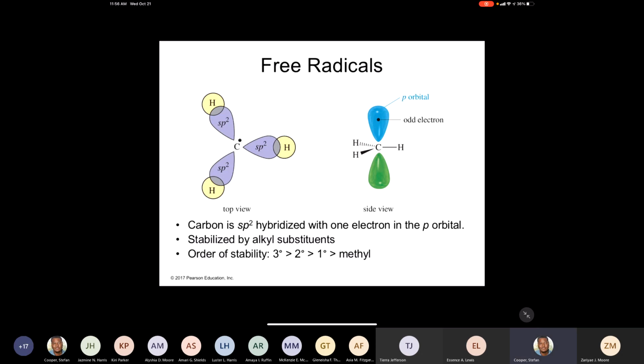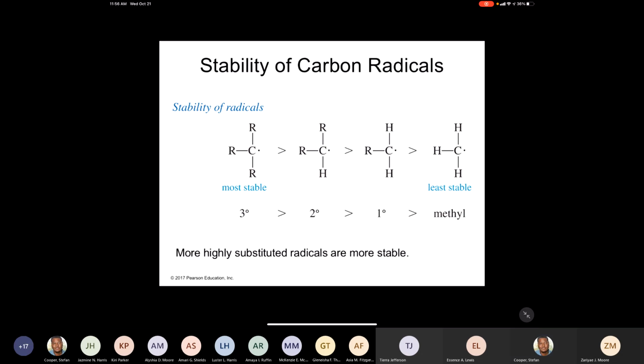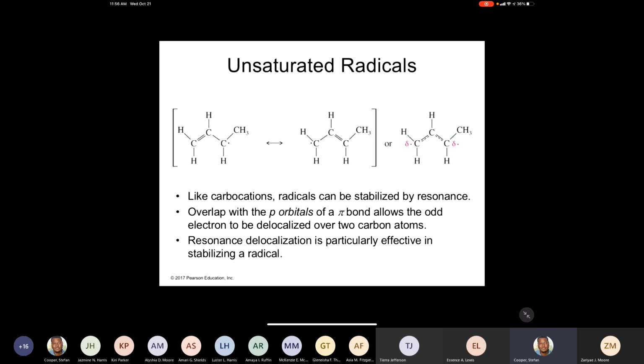We talked about the stability of radicals already. Again, the more substituted you are, the more stable the radical is going to be. So tertiary radicals are more stable than methyl radicals. And you are going to learn that resonance can stabilize these things. We're going to talk about that in chapter 6, so we will start chapter 6 on Friday. We're going to be able to stabilize radicals, and that means the number of potential products will change if there are double bonds around.